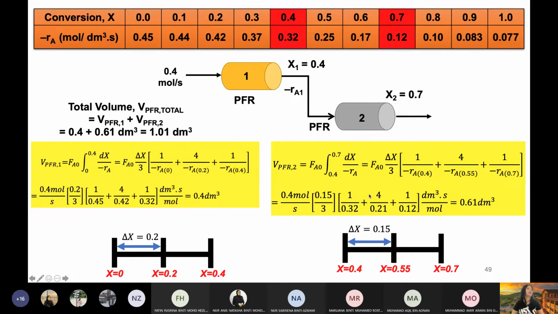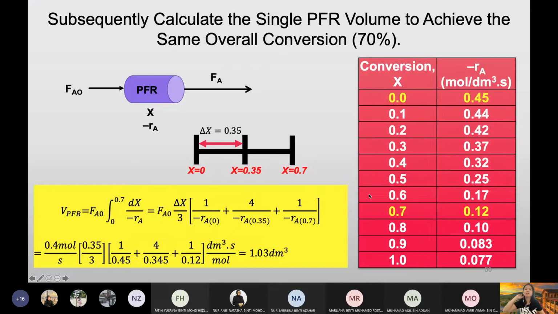Okay, next, let us do it if we use 1 PFR straight away. Using 1 PFR straight away means we achieve 0.7 using one single PFR. So I'm integrating from 0 to 0.7 this time. So it equals FA0 delta X per 3. Again, in this case we look at its delta X. Initial 0, final 0.7, because in one single reactor it goes straight to 0.7.